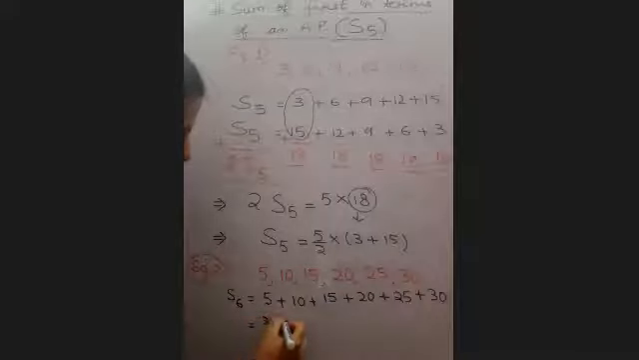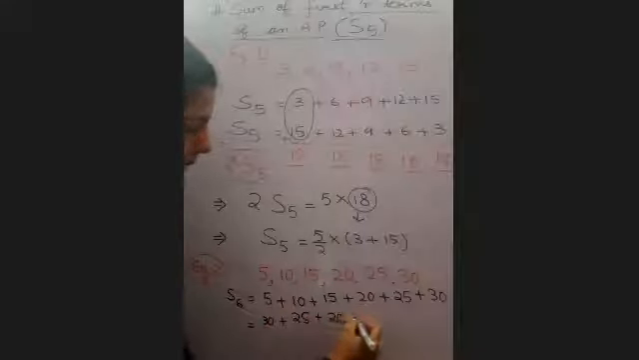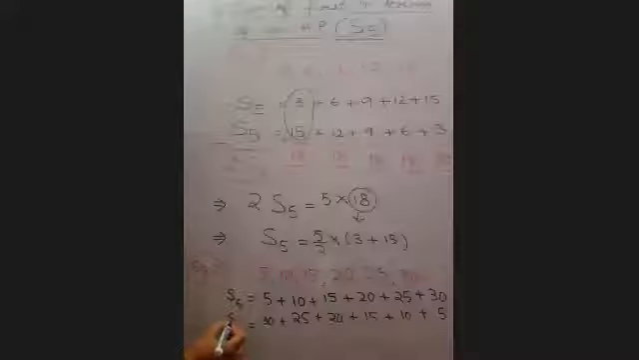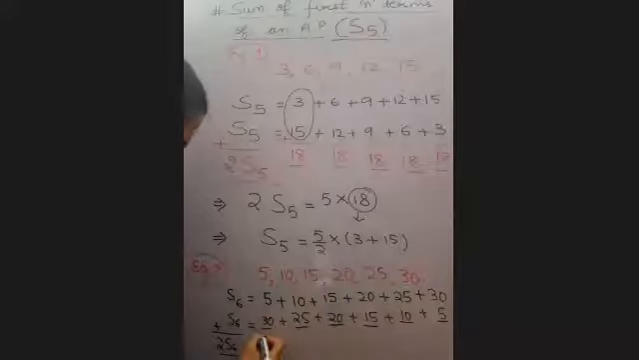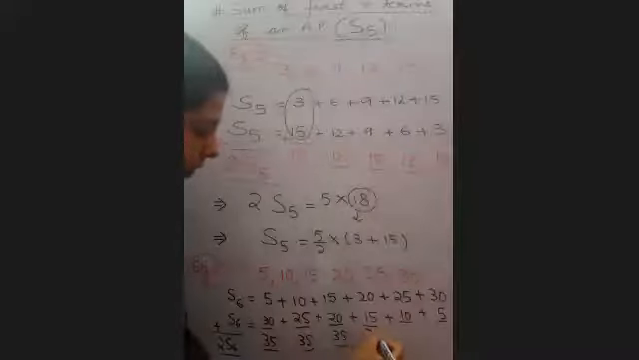So 30 plus 25 plus 20 and so on. This is also S6. Now adding them, is it 2 times S6? Yes, ma'am. What is the pairwise vertical sum? 35, 35, 35, 35, 35, 35.